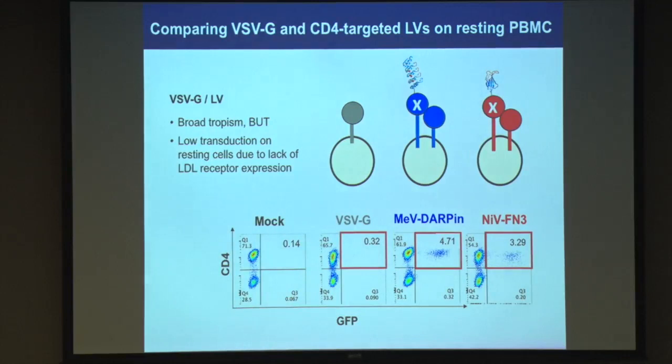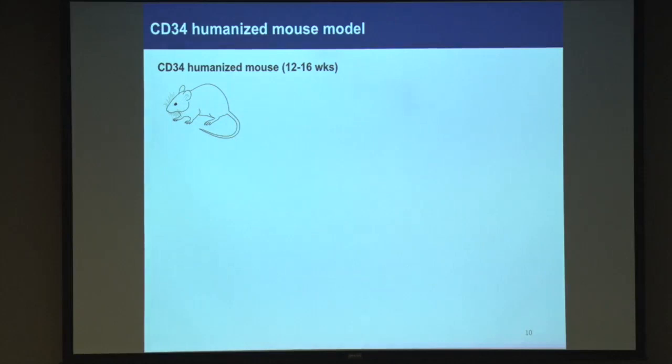So from the data, we can see both CD4 targeted vectors, when compared to VSVG, are able to transduce specifically the CD4 expressing cells in resting PBMC. So next, we want to ask, how would these targeted vectors behave in the in vivo model?